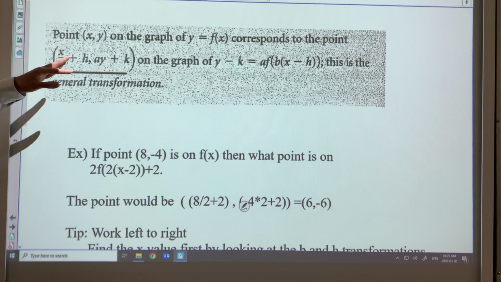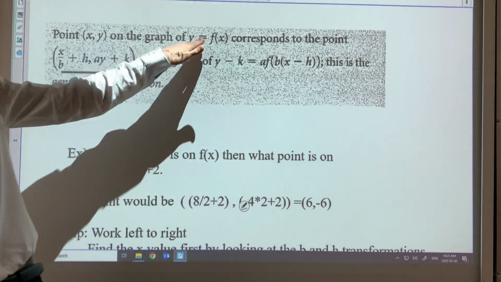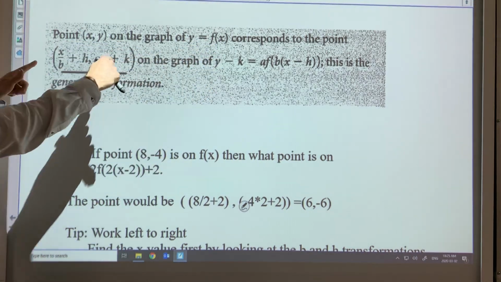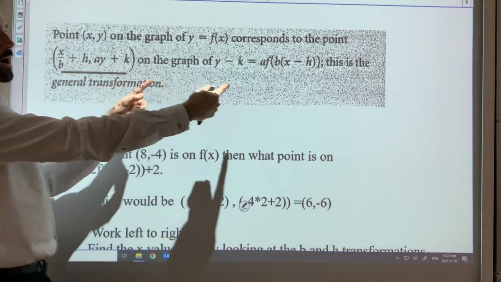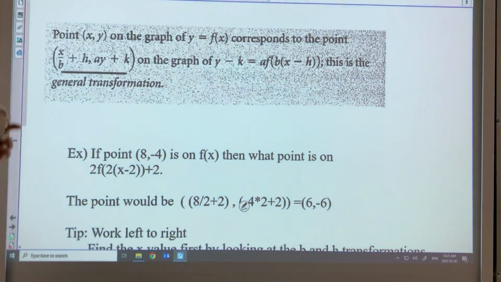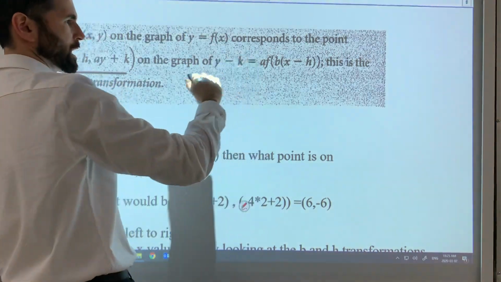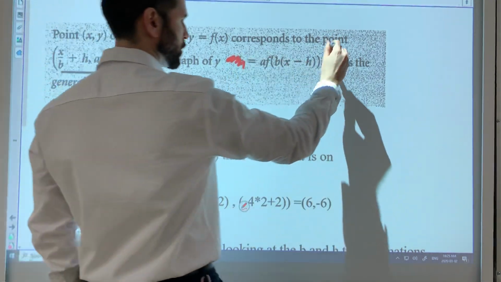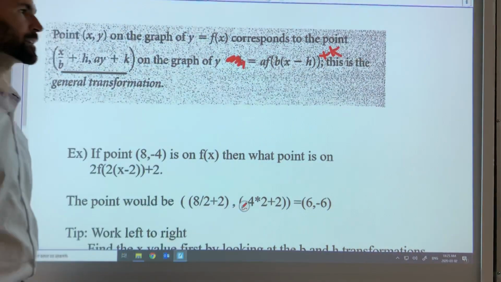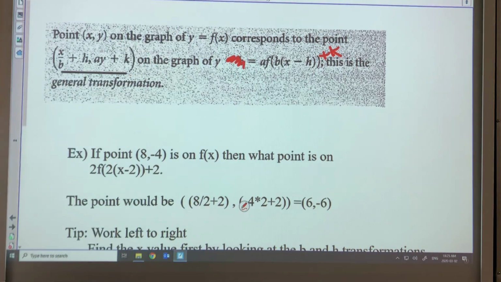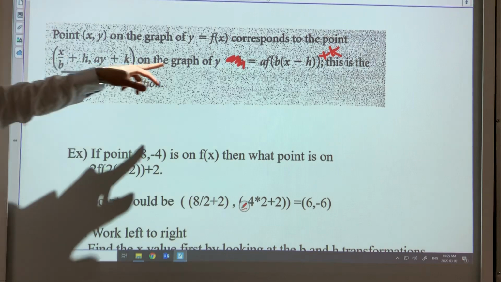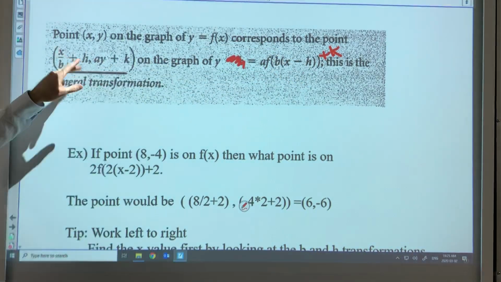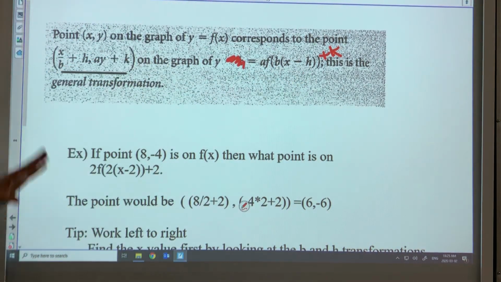I like this one because you take a point x, y on the graph of y equals f of x, and it corresponds to this point, using those letters from before, on the new graph. Now they have a slightly different way of writing it, like they go y minus k. We don't write the minus k, we just go plus k. So if you want to change that so that it says y equals. But yeah, take whatever your b value is and go x divided by b, and then add the h value, right? So always the opposite sign, and then go a times y plus k. I like this because it's like, here's what you do. That's how you do a general transformation.